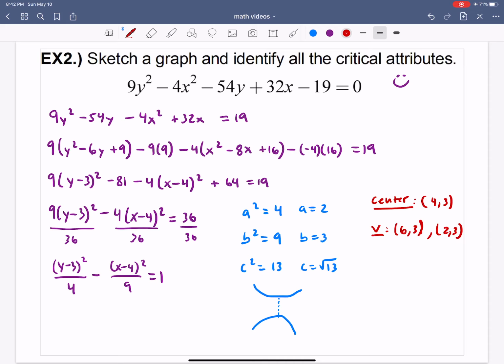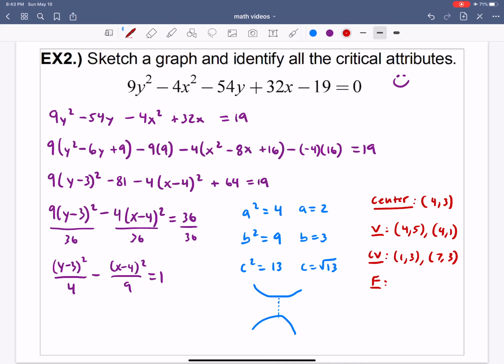No, it's not. I went left and right. Sorry, I knew that didn't feel right. I went left and right. My badness. Okay, so up and down. So we go 4, 5, and 4, 1 are the vertices. Okay. The co-vertices are located, now those are the ones that go left and right by 3 units. So that's going to be 1, 3, and 7, 3.